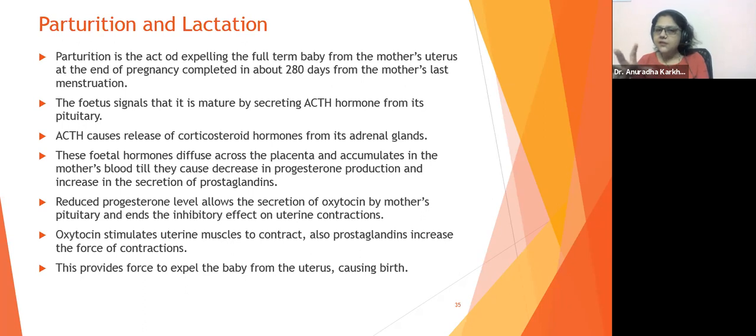So the muscle layers are going to be contracting under the influence of oxytocin, and forceful contraction under the influence of prostaglandin. Okay, double effect. This provides force to expel the baby from the uterus, causing birth. So in this way, the baby is going to be delivered into the outside world.